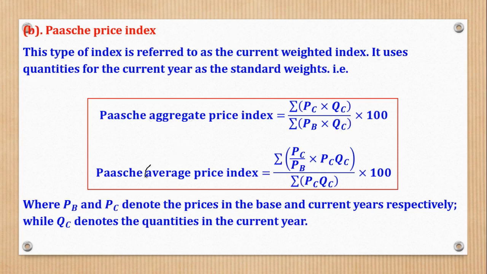What about the Paasche average price index? For as long as you see average, it implies that you are going to deal with a ratio somewhere. So it is PC over PB multiplied by PB QC, everything divided by the summation of PB QC, and after that we multiply by 100. The formulas are a little disturbing, but as we do more worked examples, you'll get familiar with them.